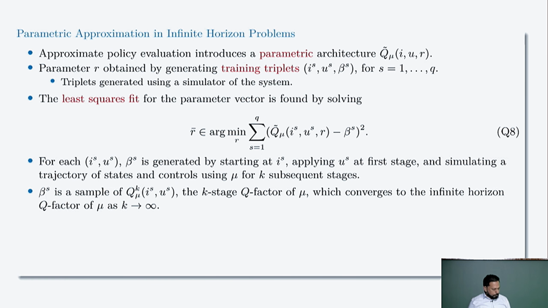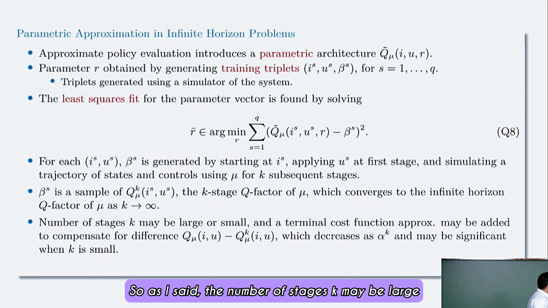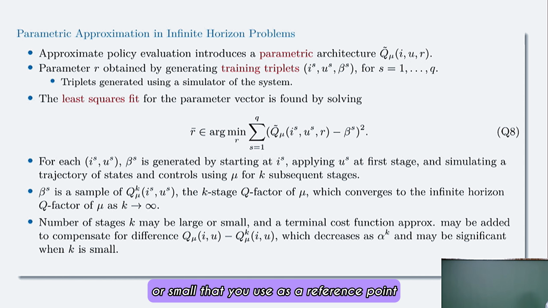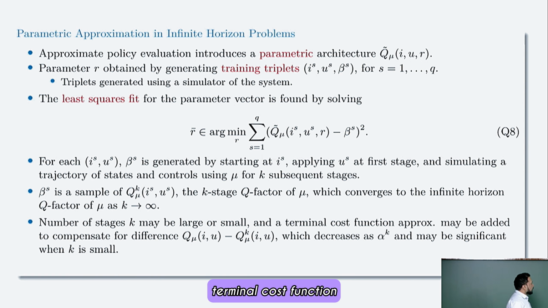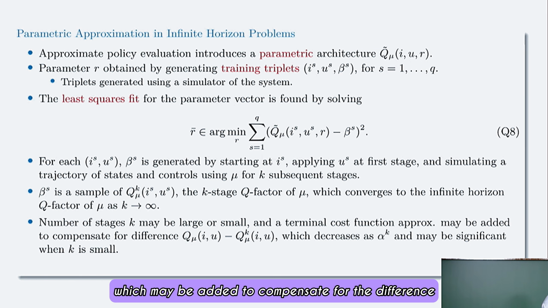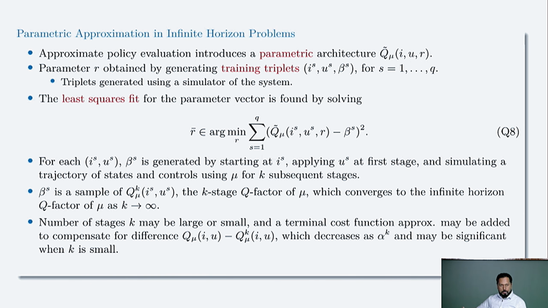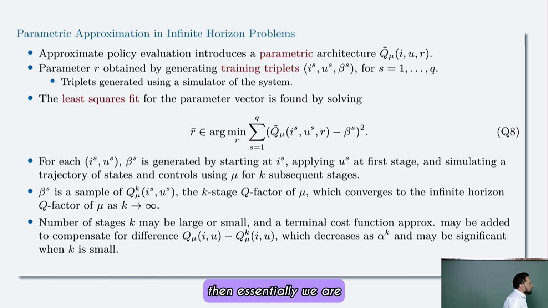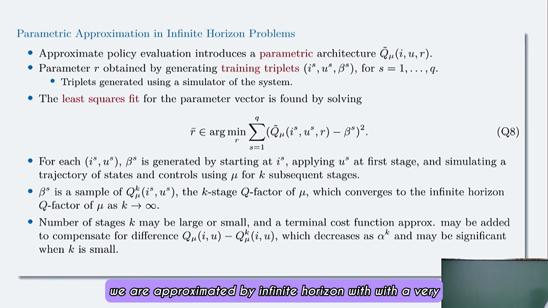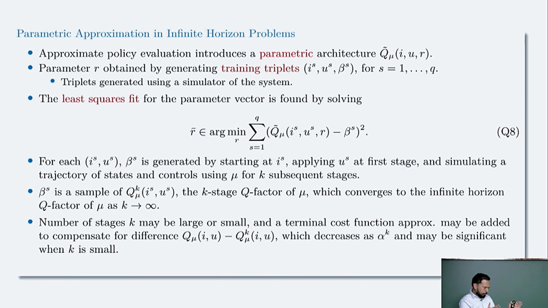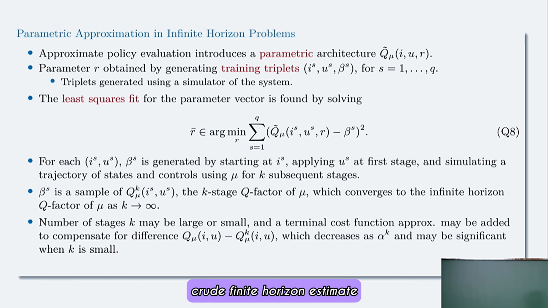So as I said, the number of stages k that you use as a reference point to train your model may be large or small. Additionally, you may build some additional terminal cost function, which may be added to compensate for the difference. As I said, it is an infinite horizon problem, but our terminal cost, the q value, seems to be stopping at k, and so this difference may be large if k is small. Because if k is small, then essentially we are approximating the infinite horizon with a very crude finite horizon estimate.